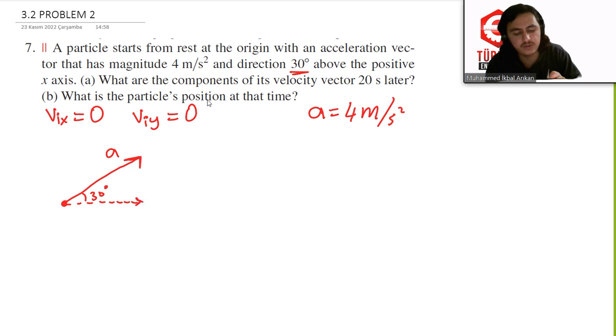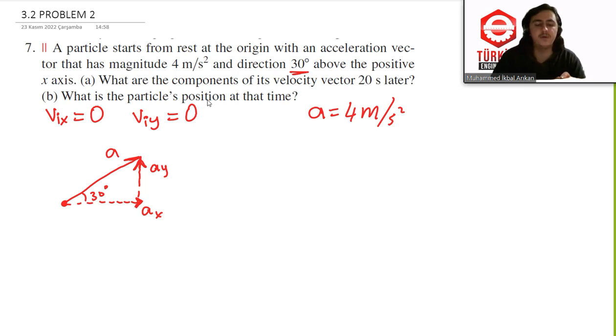And as you know, for any vector, I must have x and y components. So here I have Ay. Let's calculate them because we will need them. Actually, the question is asking for what are the components of its velocity vector 20 seconds later and what is the particle's position at that time. So our time will be 20 seconds. We will use 20 seconds. But let's start by knowing what's our Ay and what is Ax.